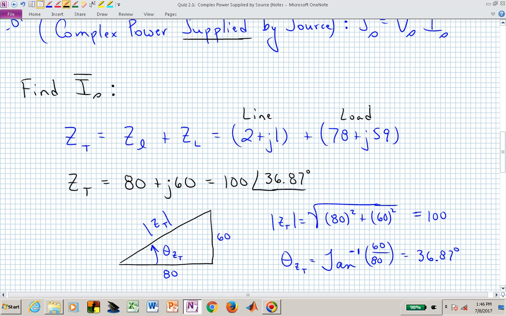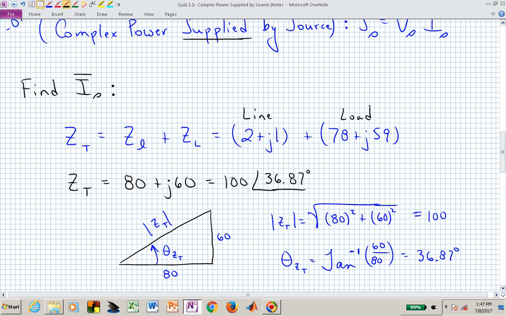and the hypotenuse then gives us the magnitude of the impedance, which in this case is 100, and our angle is then the inverse tangent of the vertical piece, which is in the positive direction, 60, over the horizontal piece, which is 80, and that gives us an angle of 36.87 degrees. So our total complex impedance is now found: 80 plus j60, or 100 at an angle of 36.87 degrees.